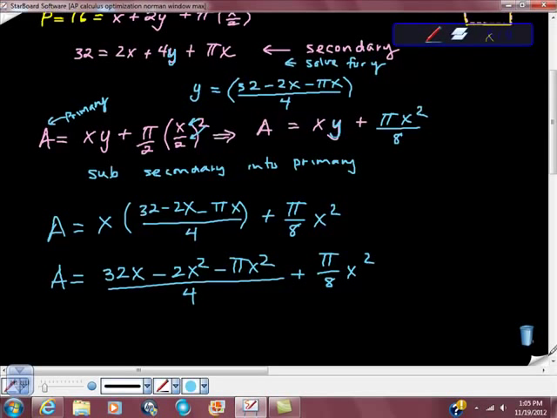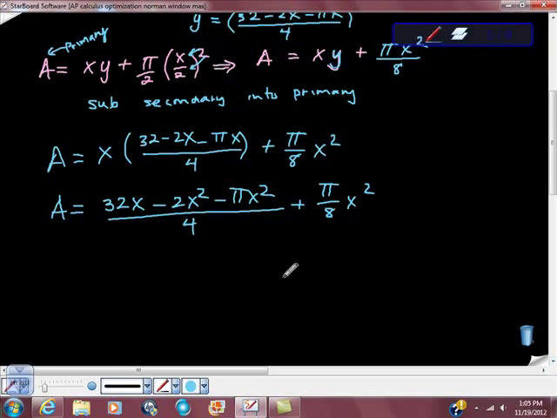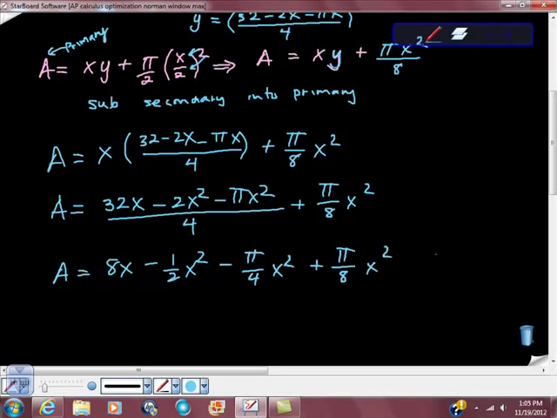I want to differentiate this, so I'm going to start to simplify this thing. 32x over 4 is 8x, isn't it? So area equals 8x minus 1/2 x squared, right? Minus pi 4ths x squared plus pi 8ths x squared. A couple things we can do here. I'll turn this into eighths, so I'll turn this into 2 pi 8ths.